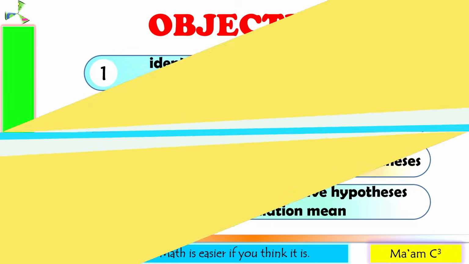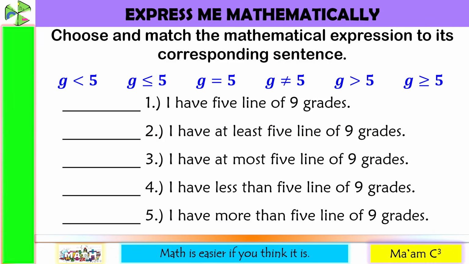Let's have a quick activity. Choose and match the mathematical expression to its corresponding sentence. G here stands for grade. Number 1, I have 5 out of 9 grades. I have 5, so G is equal to 5.